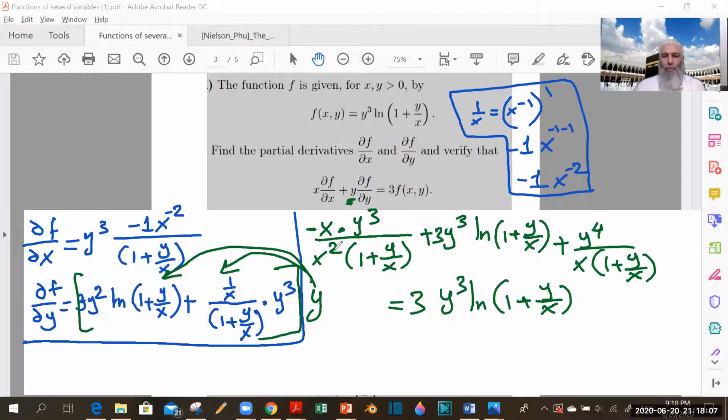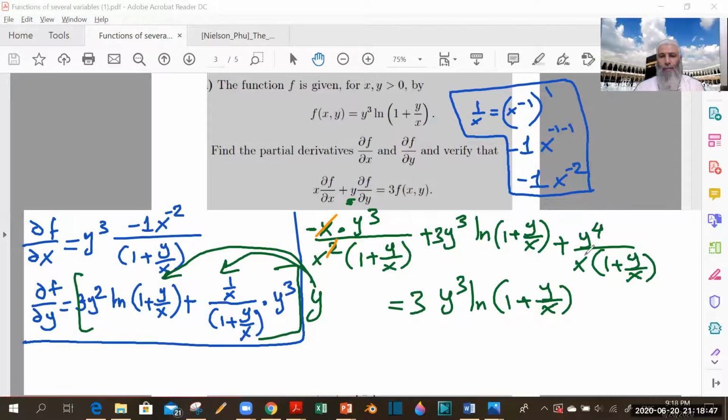x over x squared is what? It is x to the power 1 in the denominator, right? Yes, right. We can simplify this with this. It would be just minus y cubed over x over this bracket, right? Yes, right. And this is plus y to the power 4 over x multiplied by this bracket.